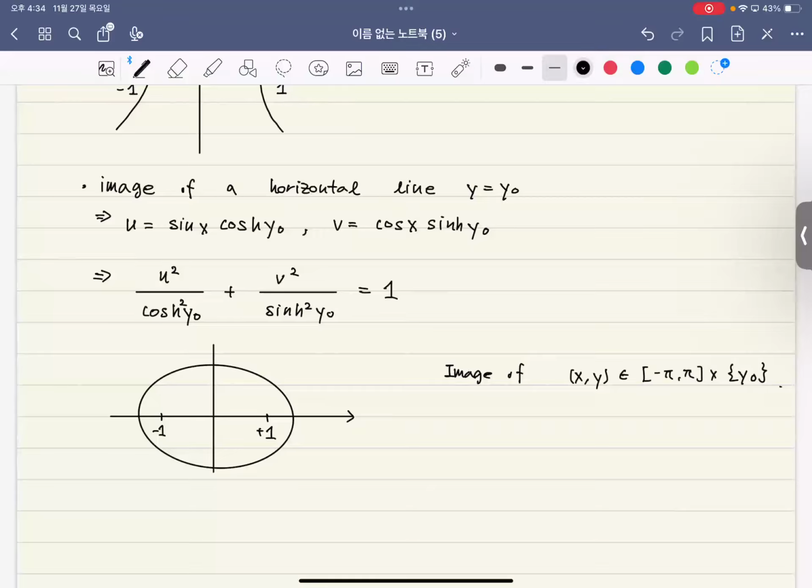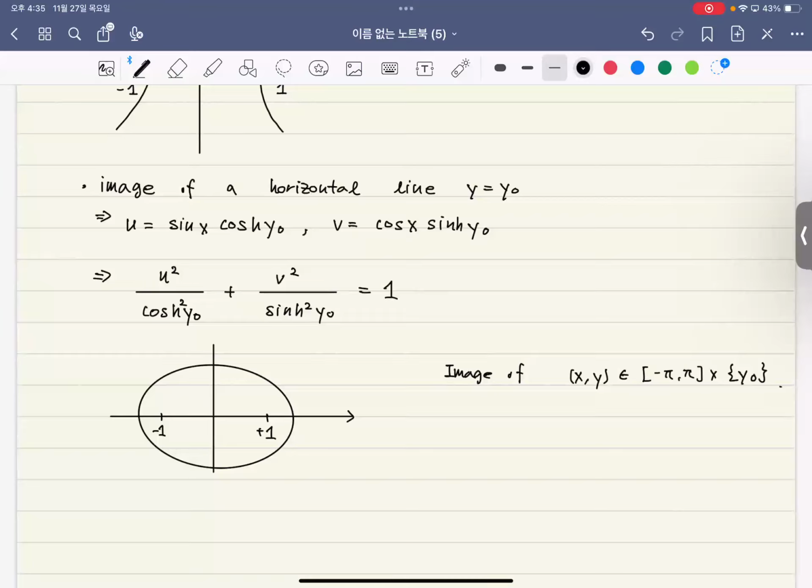Now, also, I want to consider two extremes. What if y0 equals 0? Then this guy is 0, but this guy is 1. Therefore, the v coordinate vanishes, and the u coordinate is going to be a number between -1 and +1. So now I get it.